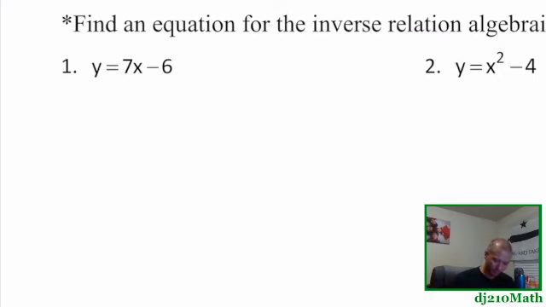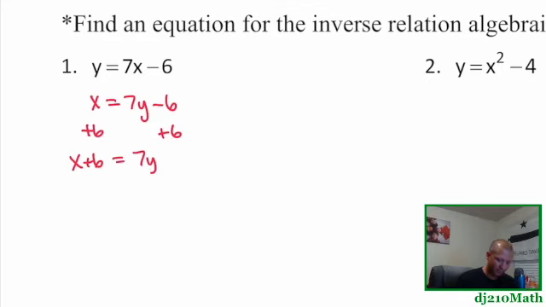All right, step 1 is going to be to swap x and y. When you swap x and y, now we solve for y. I'm going to add 6 to both sides. So x plus 6 is equal to 7y. And then we isolate the y by dividing both sides by 7.